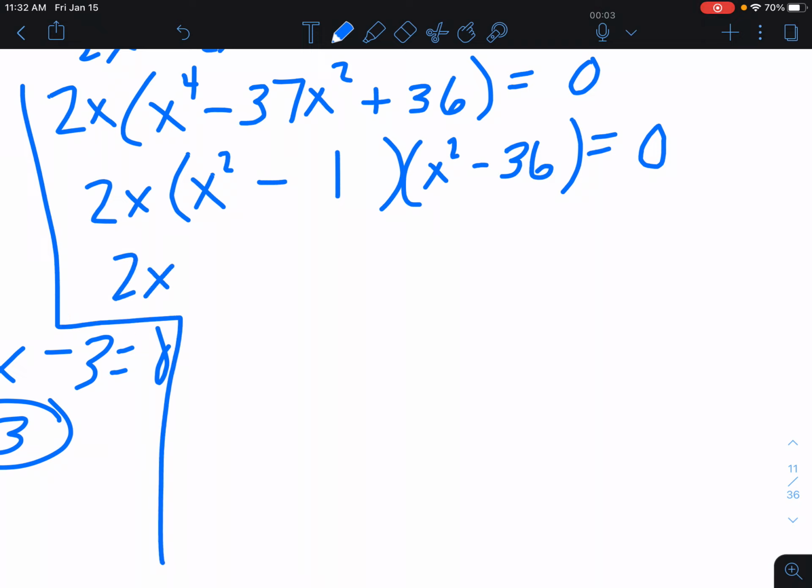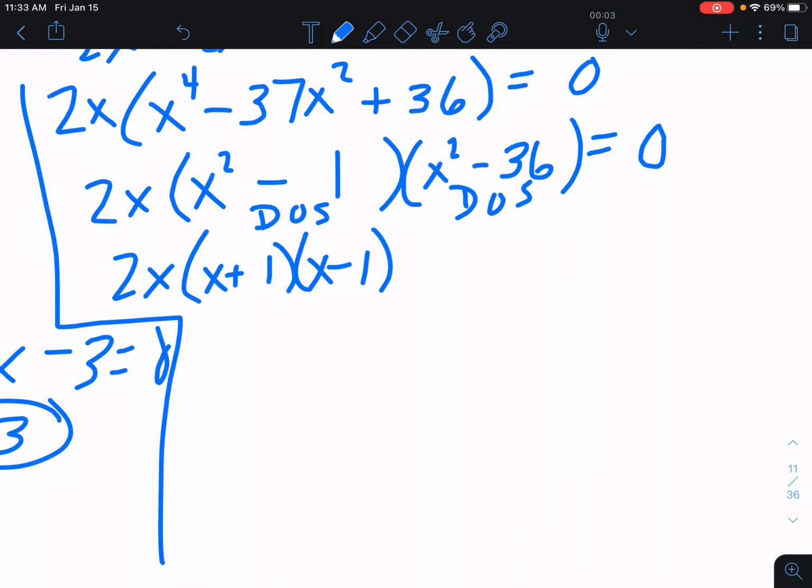Bring this down. x squared minus 1 is a difference of squares, so that'll be x plus 1, x minus 1. x squared minus 36, also difference of squares. x plus 6, almost forgot the x minus 6.